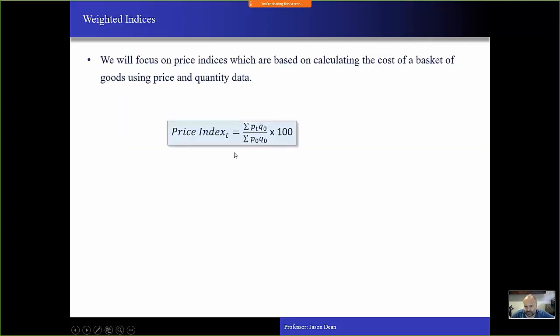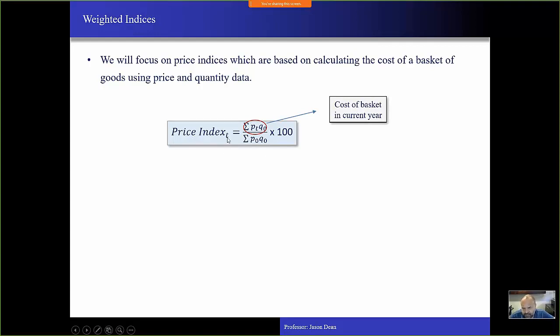So a price index is the cost of the basket of goods in a particular year divided by the cost of the basket in another year. This is just representing a sum. You can think of this term here as the cost of a basket of goods, because we're just going to be multiplying the prices of the goods times the quantities.